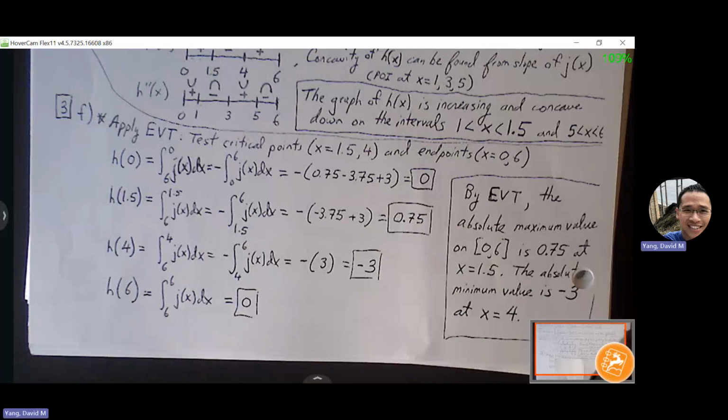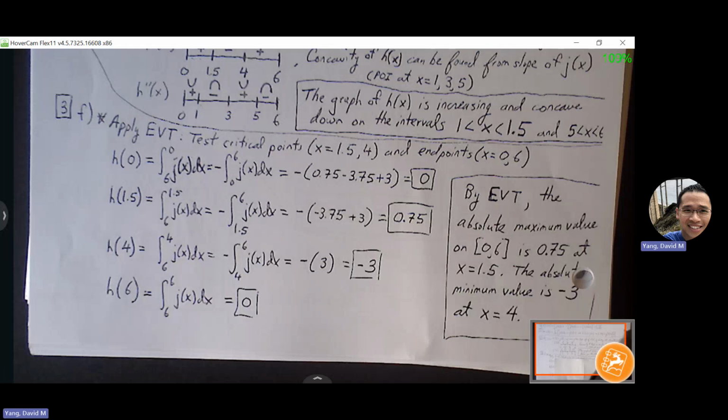So following the definition for our h of x function, the upper bound is our variable. So we want to go from 6 to 0, but 6 to 0 feels like it's reading backwards. So we'd like to flip the bounds, pull a negative outside. So we'll read the graph as is. From 0 to 6 is 0.75 minus 3.75 plus 3. That's equal to 0. So if I put a negative in front of 0, I still get 0.